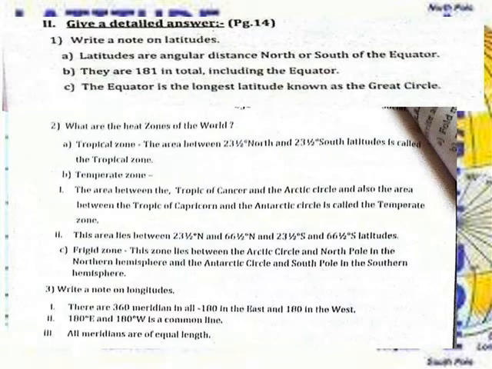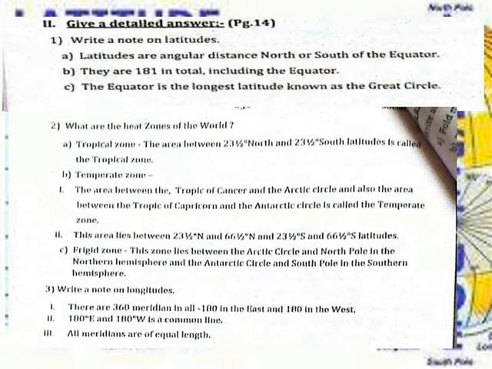What are the heat zones of the world? Tropical zone: the area between 23½ degrees north and 23½ degrees south latitude is called the tropical zone. Temperate zone: the area between the Tropic of Cancer and the Arctic Circle, and the area between the Tropic of Capricorn and the Antarctic Circle, is called the temperate zone.